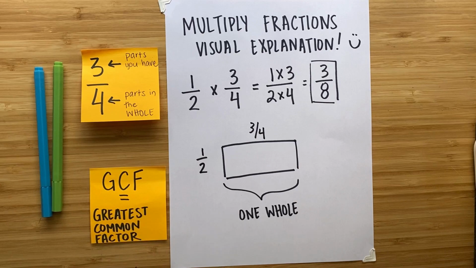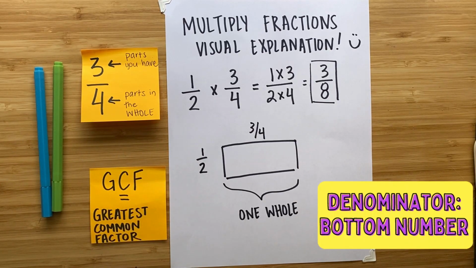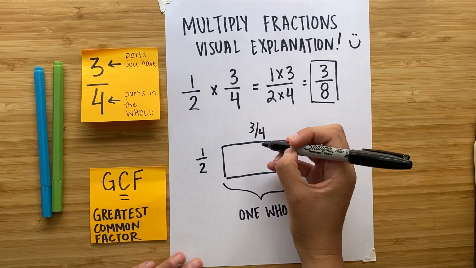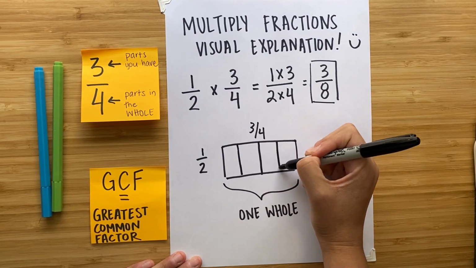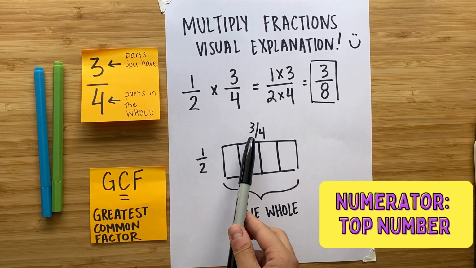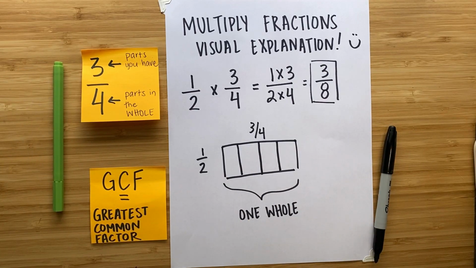So remember, in a fraction, the denominator is telling us how many pieces the whole is cut into, how many parts are in the whole. Let's look at the fraction 3/4. There are 4 parts in the whole. So we can take our whole and divide it up roughly into fourths. And then the numerator is telling us how many parts we have. In the fraction 3/4, we have 3 of those 4 parts.